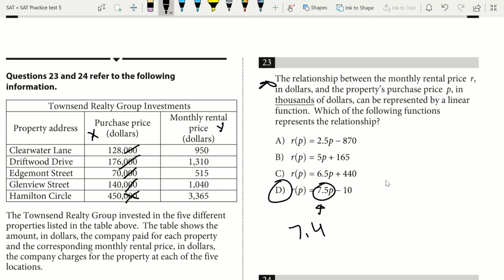So I'm looking at D as my answer choice, and I check that to make sure my y-intercept doesn't mess with it real quick. So I put in 950 should equal 7.5 times 128, and 7.5 times 128 is equal to 960. 960 minus 10 is equal to 950.